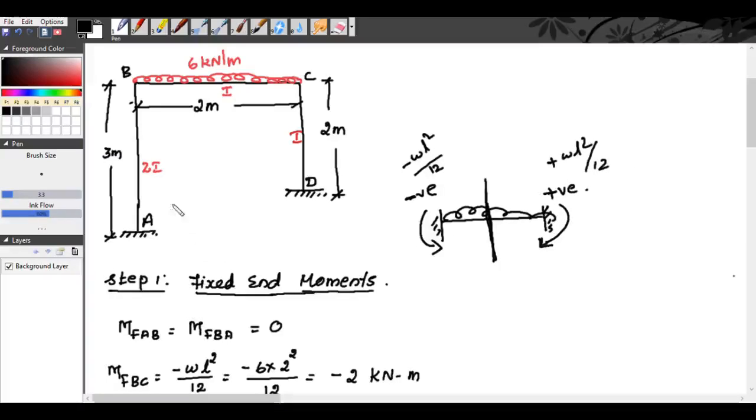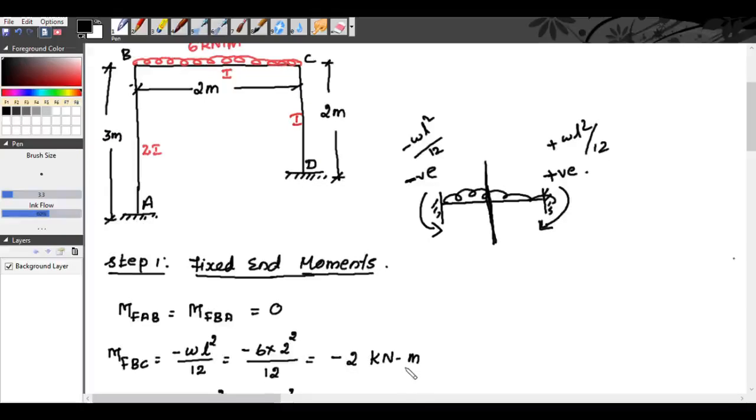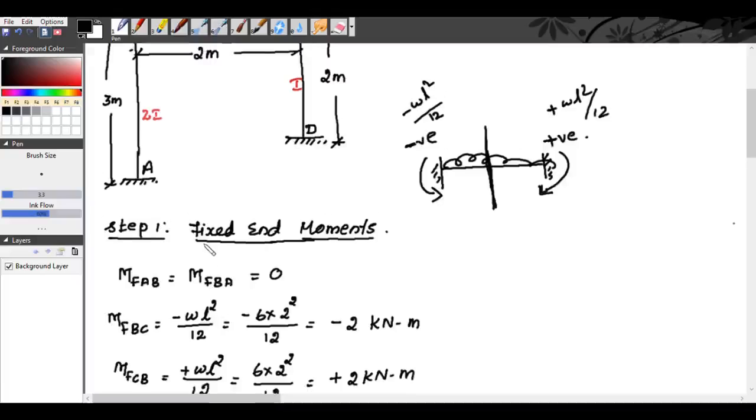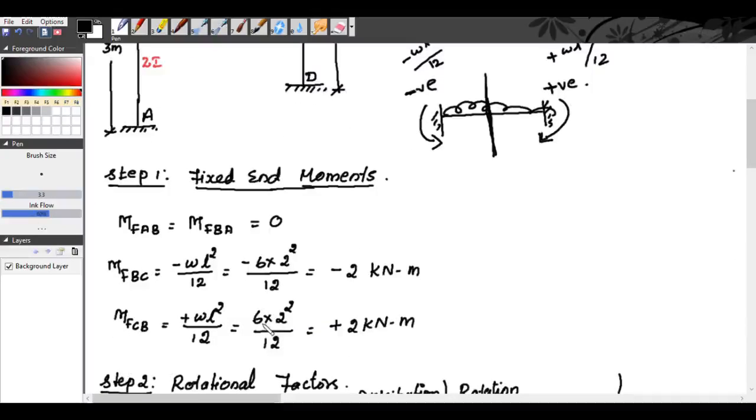Now, for the span AB, there are no external loadings. Therefore, MFAB equals MFBA equals 0. MFBC is equal to minus WL square by 12. We get minus 6 into 2 square by 12, where 2 is the length of the span BC, so we get minus 2 kilonewton meter. MFCB is equal to plus WL square by 12, which is plus 6 into 2 square by 12, that is plus 2 kilonewton meter.